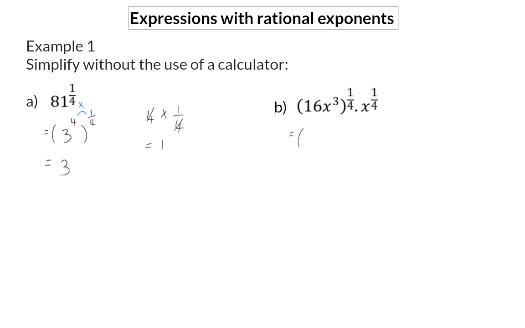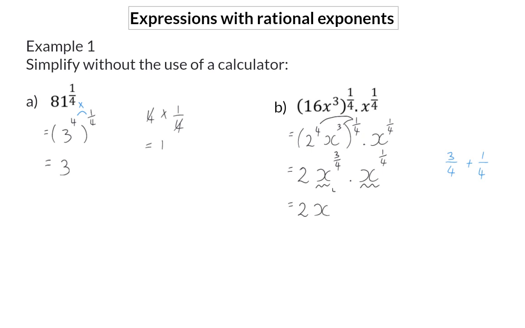Now I can apply the exponent of a quarter to each of the bases inside the bracket, and again we will have 2 to the power of 1. For the x, when I multiply 3 by a quarter, I'll have 3 quarters. This should still be multiplied by x to the power of a quarter. For these two x's, when I multiply the same base, I add the two exponents, and 3 quarters plus a quarter gives me 4 quarters, or you could have immediately simplified to x to the power of 1.